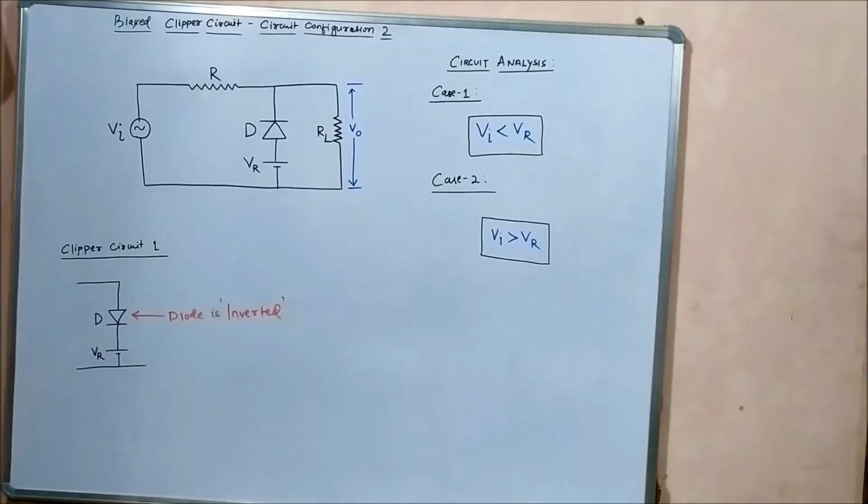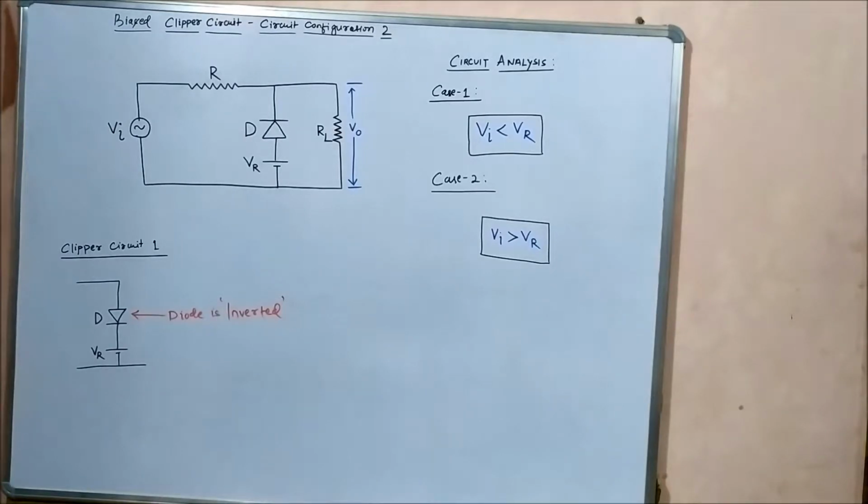Now today we are going to discuss another circuit configuration of bias clipper circuit, and from the output waveform we will get to know what type of bias clipper circuit it is, whether it is a positive bias clipper circuit or a negative bias clipper circuit. So before you go into this video, I would request you to please check out the just previous video related to bias clipper circuits, so that you understand this video in a better way. So let us start.